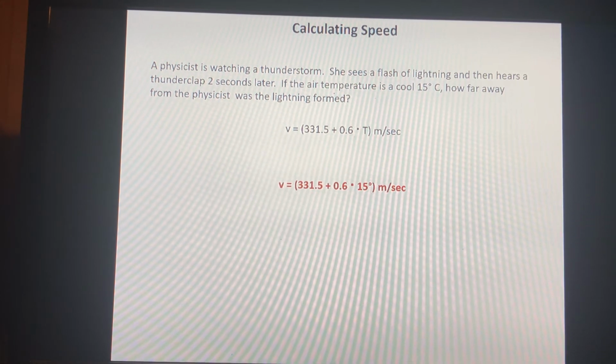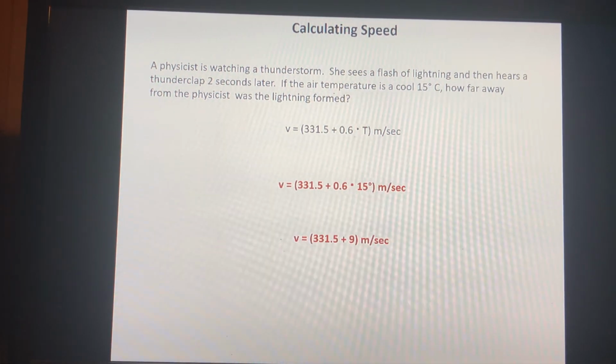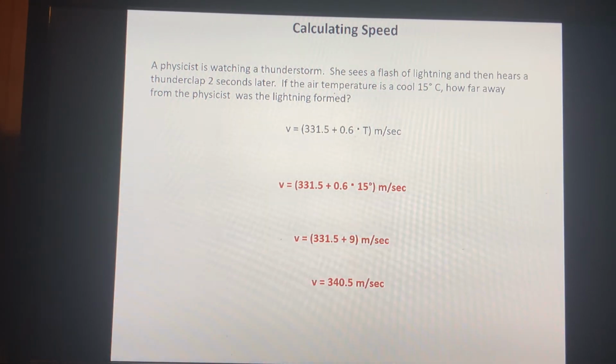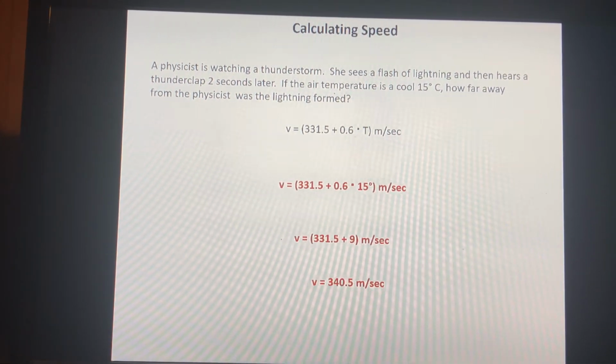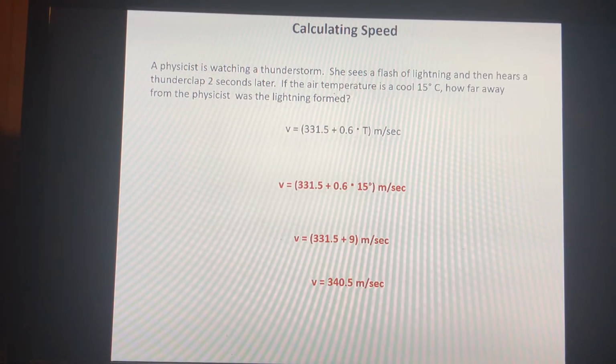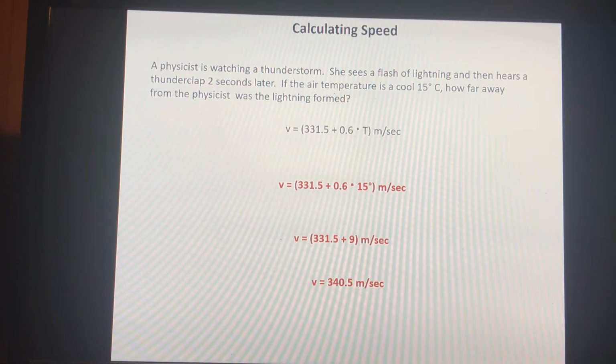And once again, because of order of operations, we're going to multiply 0.6 times 15 degrees before we do the addition. We get 9. That's very easy to add to 331.5. And so we get a speed of 340.5 meters per second. But we're not done, because that's not what the question asked.